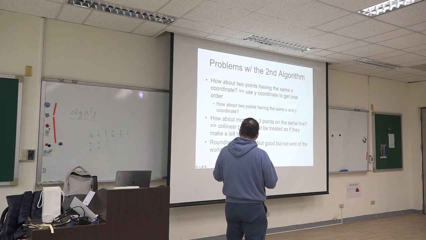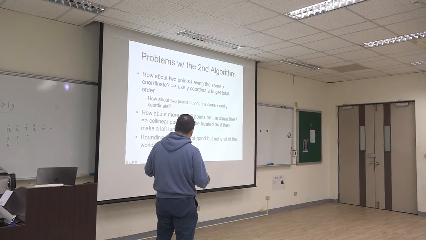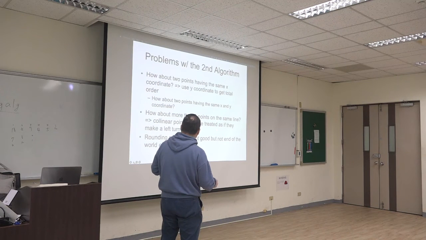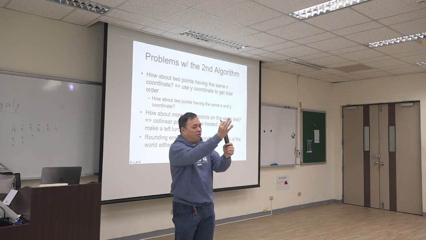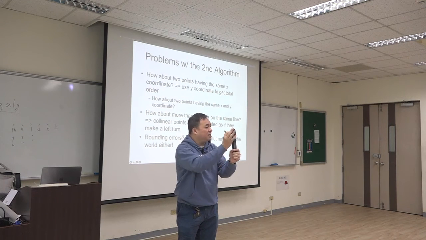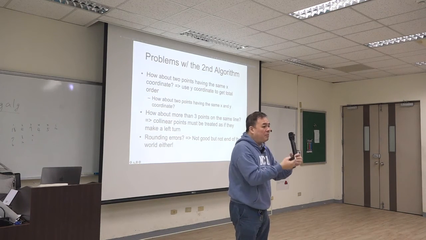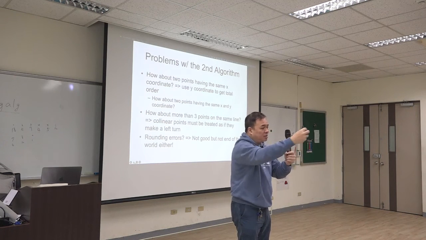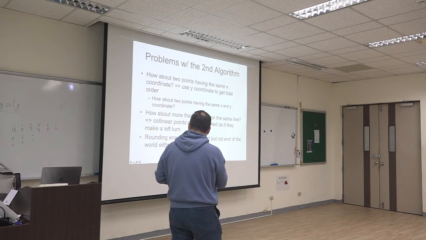So how about if there are more than 3 points on the same line? This is the collinear problem. We treat these collinear points as if they are making a left turn. If their angle is 180 degrees, then we consider this as making a left turn. When we consider them to be making a left turn, automatically this point will be popped out, right? So we will only leave the endpoints instead of the middle one. So this is very easy to take care of.